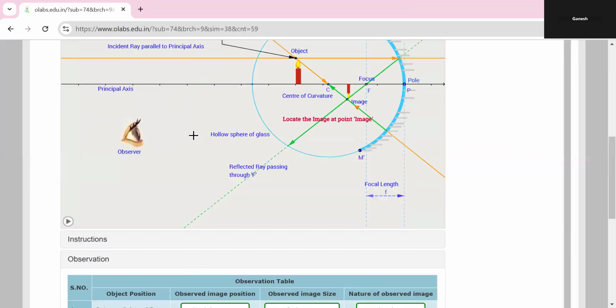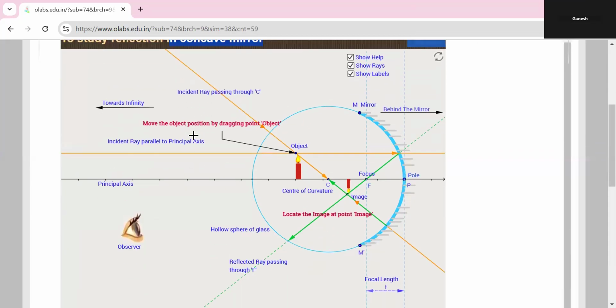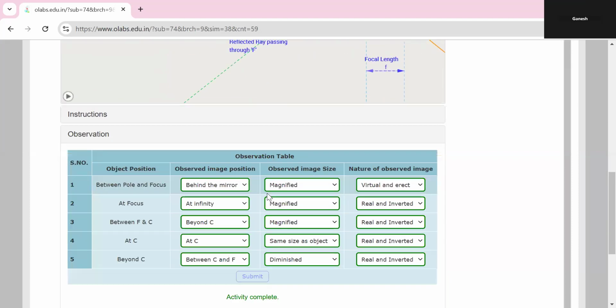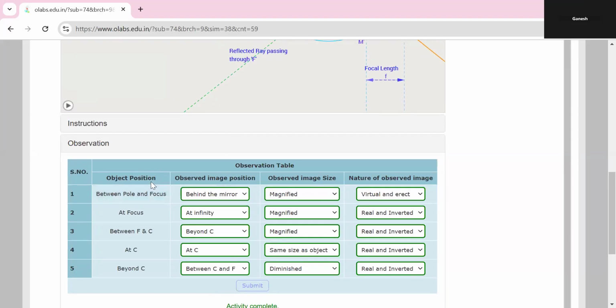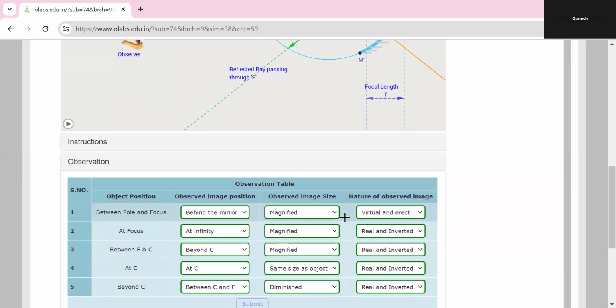Students, is it clear how images are formed in a concave mirror for different positions of the object? When we keep it between pole and focus, at focus, between F and C, at C, and beyond C, in these cases we get these kinds of images.